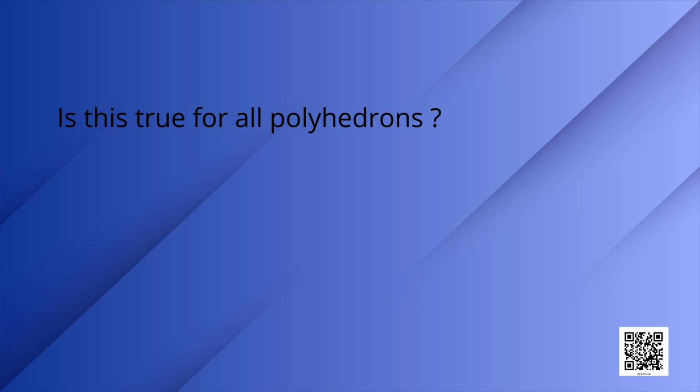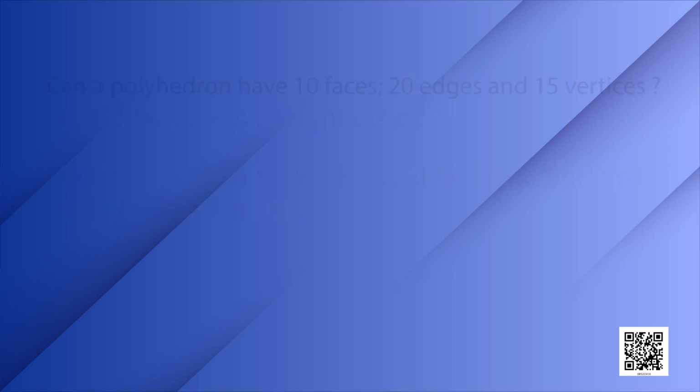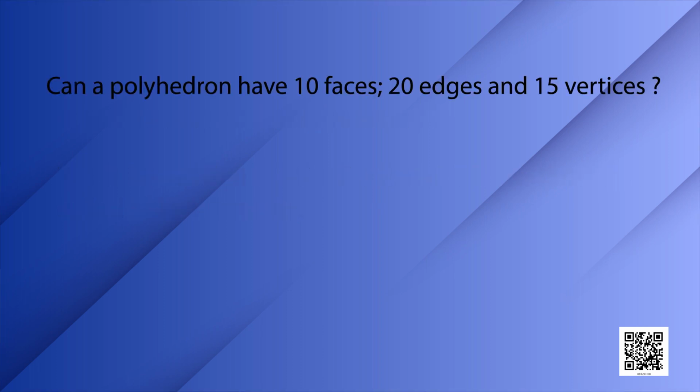Is this true for all polyhedrons? Yes, it is true that F plus V is equal to E plus 2. And this relationship is called Euler's formula. Now children, try this. Can a polyhedron have 10 faces, 20 edges and 15 vertices?